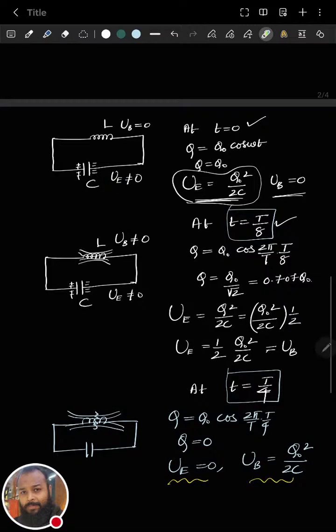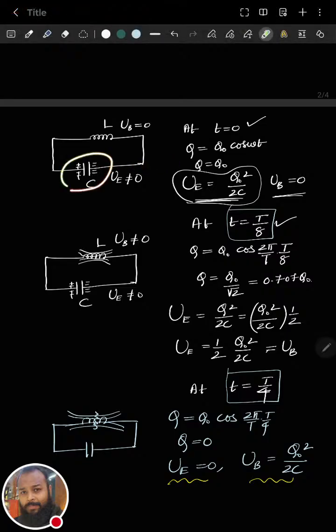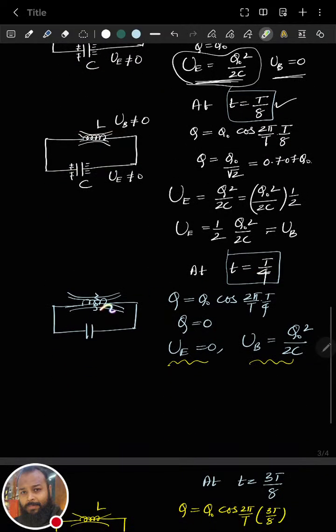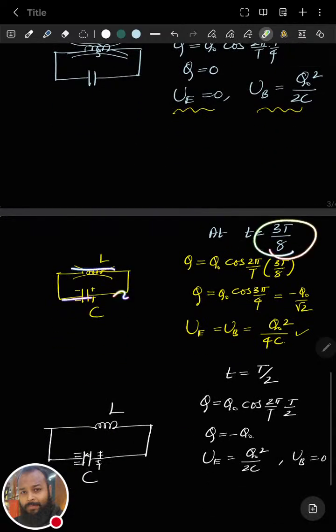Right. So at T equal to 0, what happened? There is full electrical energy, no magnetic energy. At T equal to T by 8, half half हो गए इन लोग. T equal to T by 4, अब क्या हो गया? ये इलेक्ट्रिकल एनर्जी जीरो हो गई, सिर्फ मैग्नेटिक एनर्जी में कन्वर्ट हो गई उन्हें. Again at T equal to 3T by 8, half half.